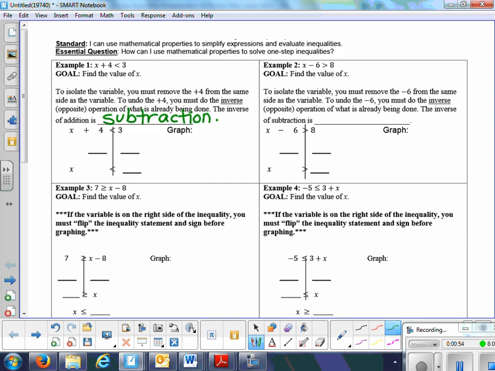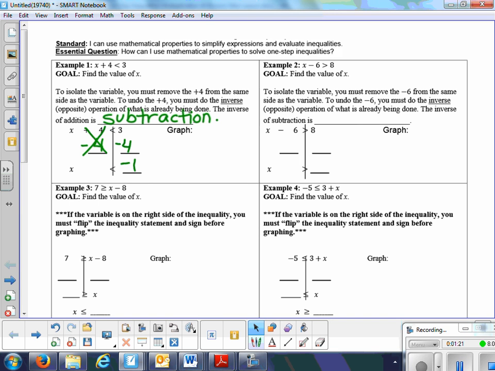Okay. And we're going to come down to our inequality. And the plus 4 is on the same side as our variable, so we're going to write minus 4. We are using the algebraic model here, so whatever you do to the left side, you have to do to the right side. I know that plus 4 and minus 4 are opposite numbers that equal 0. X plus 0 is just going to leave me with my variable x. And then 3 minus 4 gives me negative 1.